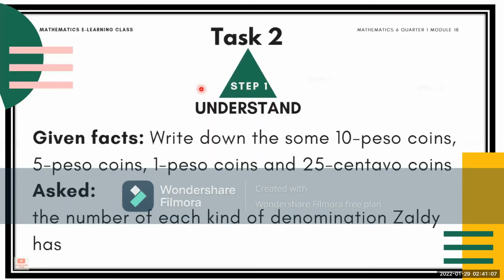Okay, so our step 1, which is to understand. Given facts: write down some 10 peso coins, 5 peso coins, 1 peso coin, and 25 centavo coins. So for our ask here, the number of each kind of denomination Zalde has.